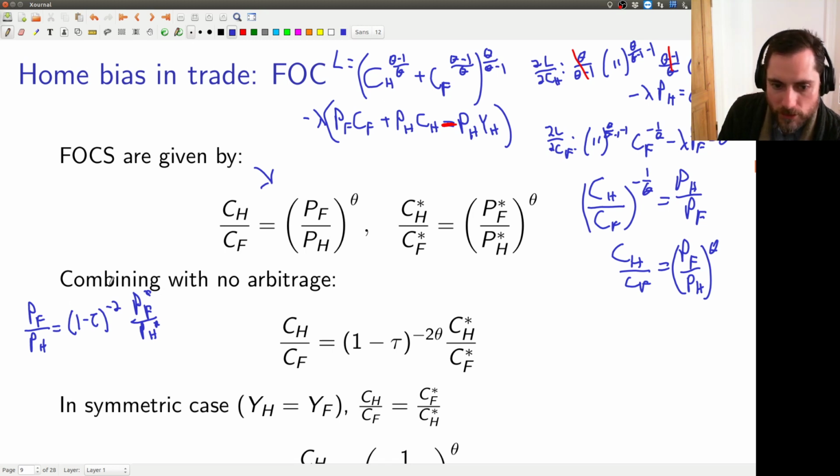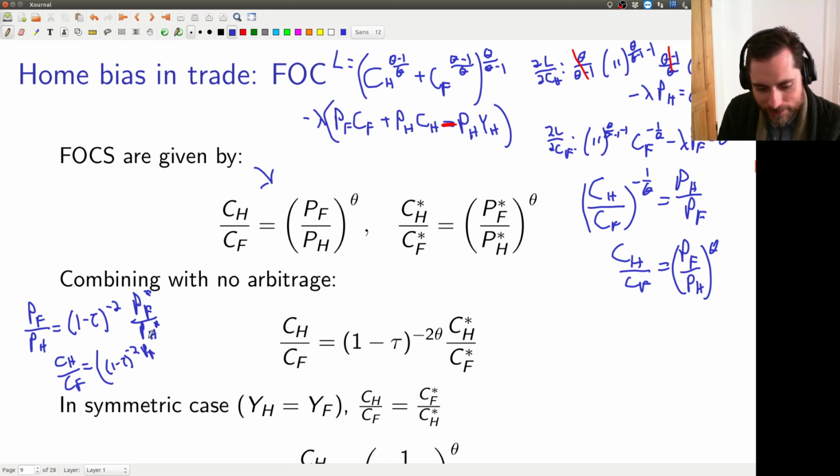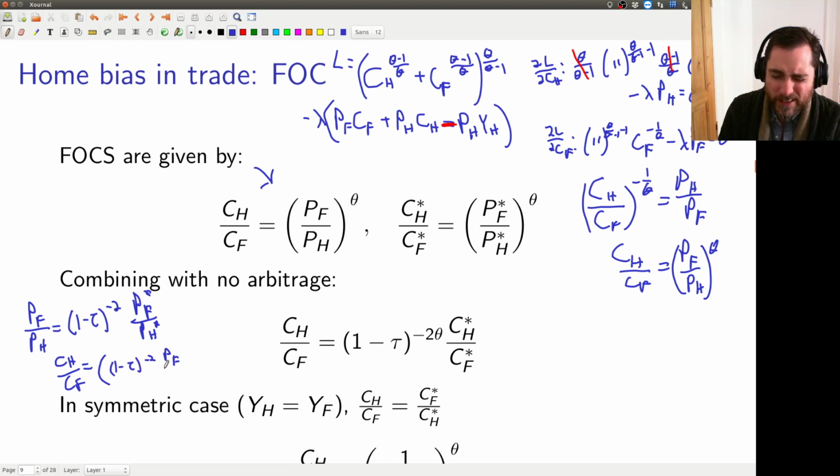All right, so let's substitute. Look at here, we have a PF divided by PH, so we can just put this whole thing here into the interior of this thing. So we can write CH divided by CF is equal to 1 minus tau to the power negative 2 PF. This is messy. Let's write it a little flatter. 1 minus tau to the power negative 2 times PF star over PH star to the power theta. All right.